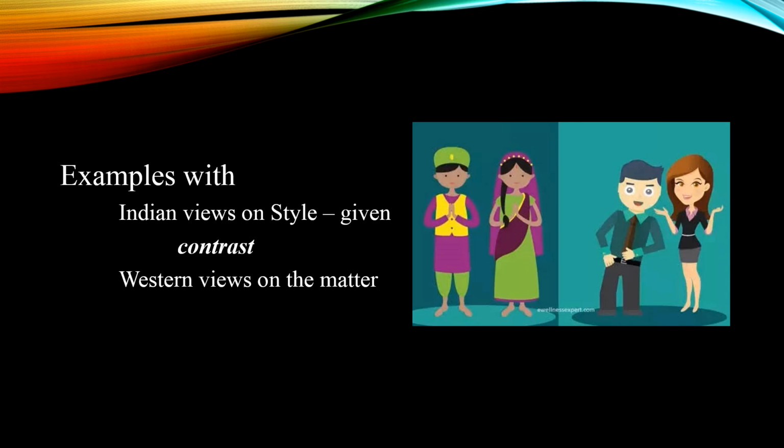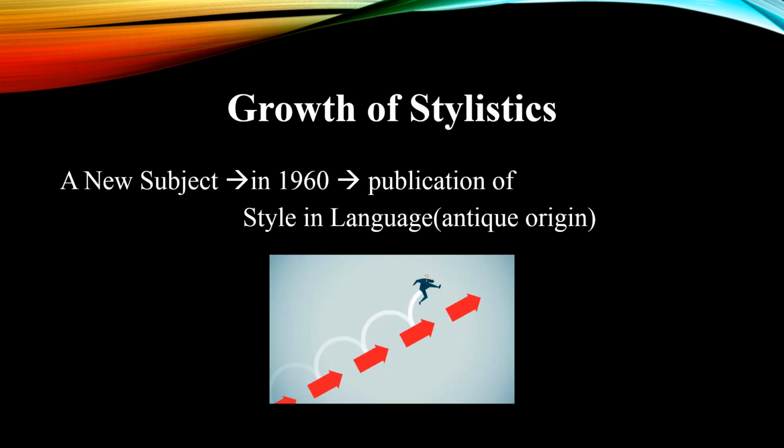So it's based on how the author has projected the style and given, in contrast, the view of the Western style on the matter of Indianism. While taking Indianism, Westernism is the contrast; when taking Westernism, Indianism is the contrast. But two things are being considered as the style of an author. This is a major origin.